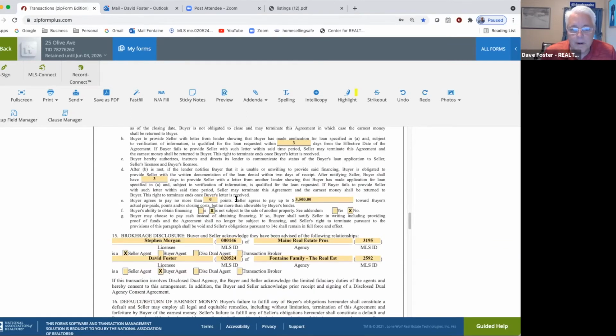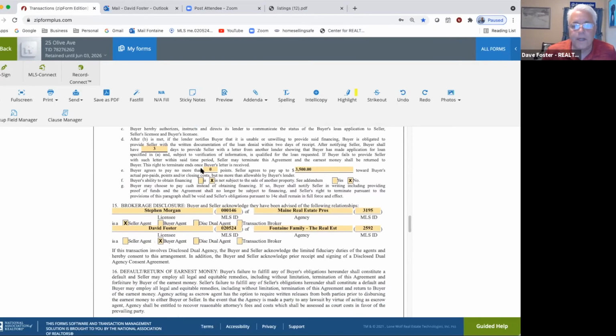This talks about whether you're going to pay points. A point is 1% of the loan value, and that's agreed upon by your mortgage company whether you're paying points or not. And then they might ask the seller to pay some of the buyer's closing costs. So it helps new buyers who may not have a lot of cash to be able to afford to get into a loan. This is important right here.